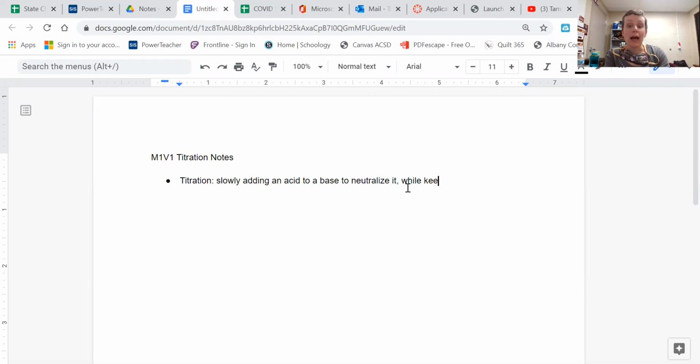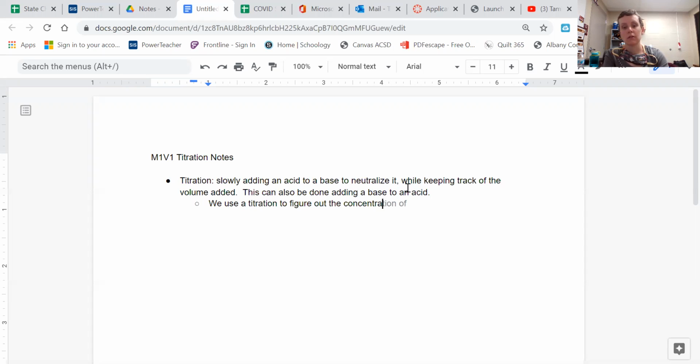while keeping track of the volume added. This can also be done adding a base to an acid. We use a titration to figure out the concentration of an acid or a base.